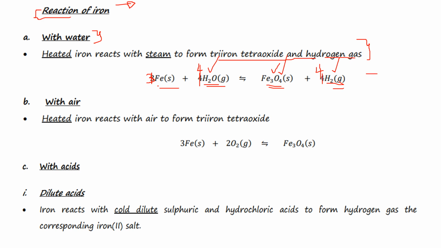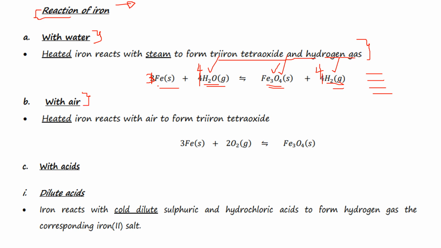So in your balancing, you start with the metals, you go to the non-metals other than oxygen and hydrogen, and then oxygen is balanced second lastly, and hydrogen is balanced as the last atom or element. Now let's go to the reactions that are involved with air.